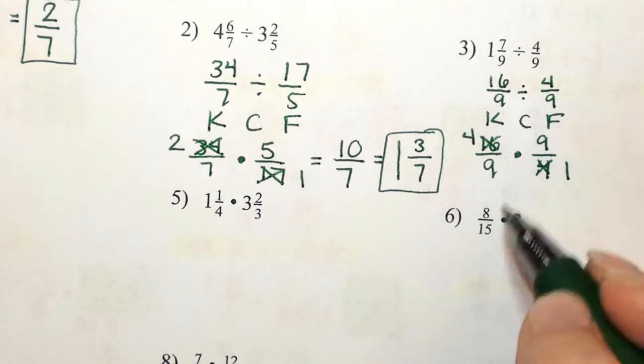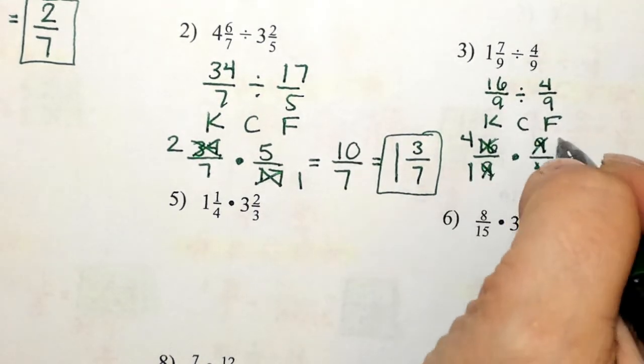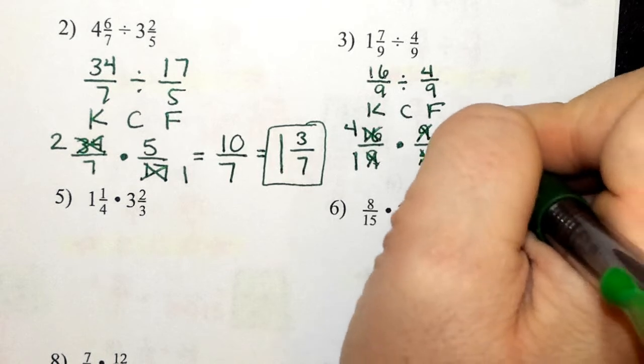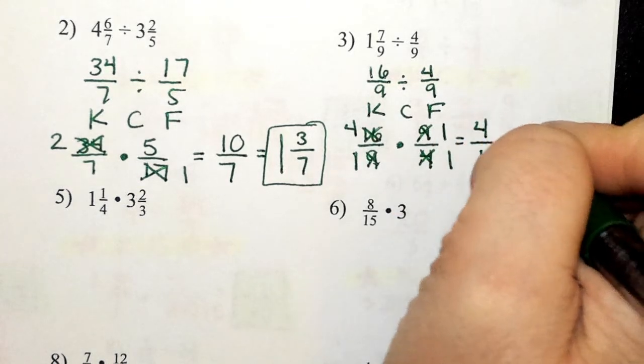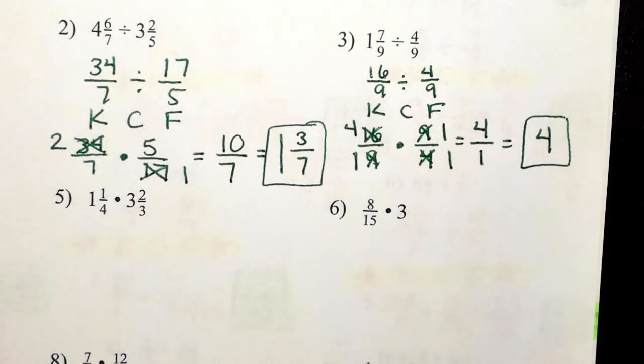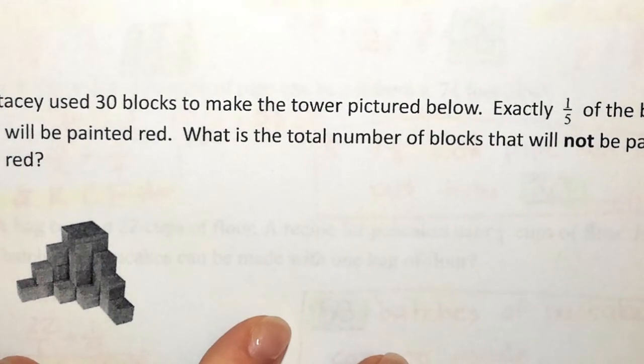Guys, if my numbers match on the top and bottom, let's just make them 1. Okay, anything else here? Okay, so 1 times 4 is? 1 times 1 is? So what's my answer here? 4. Okay. All right.